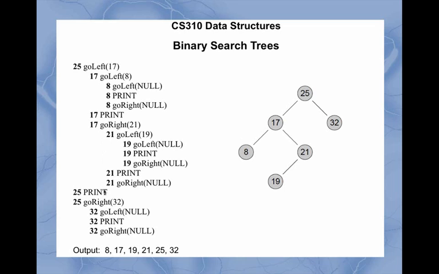Then we're back at the 25. We print. We did go left. Then we print, and now we go right. So we go right to the 32, and we immediately go left. It's null. We print 32. We go right. It's null. We have returned. We finished the 32. We're back at the 25, and we finished that as well because we already did the left call. We did the print. We went right. Therefore, we've reached the end of the method, and it merely stops. So this prints 8, 17, 19, 21, 25, and 32 in perfect sorted order.